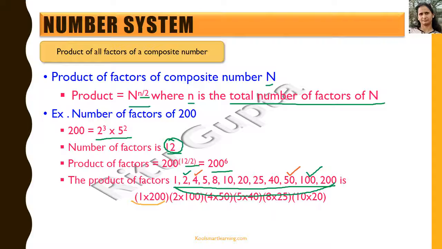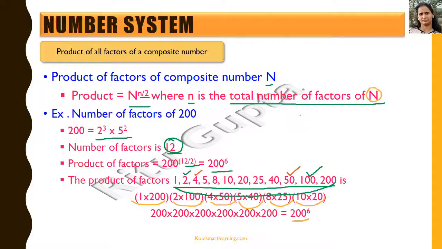So we know that there will be pairs formed like this. So the number of factors is 12, the pairs formed would be 6, and hence the product of the factors is given by 200 raised to power n by 2. So not 200 actually, whatever the composite number is, which is capital N in this case, raised to power n by 2.